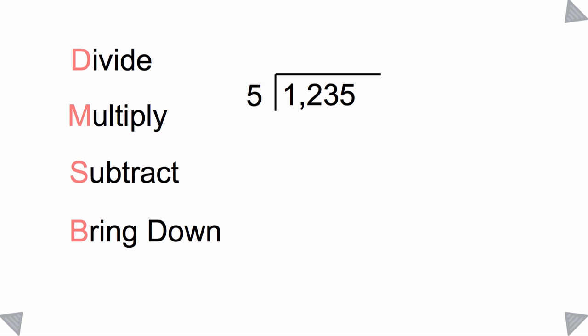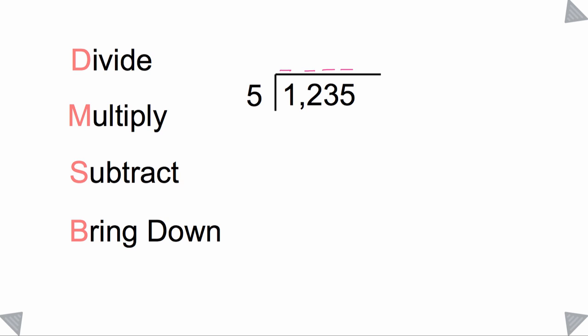1,235 divided by 5. The first thing that we're going to do is put what we call parking spaces over top of every number in the dividend. These parking spaces help us stay organized throughout the problem. Our steps to dividing: first we must divide, then multiply, then subtract, and then bring down. We have to complete all 4 of these steps for every parking space that we have in our problem.